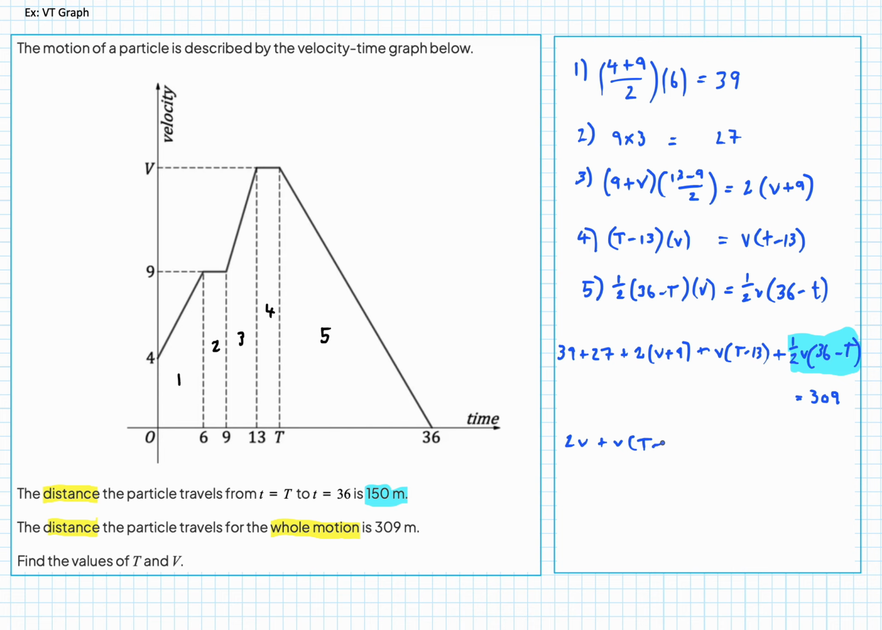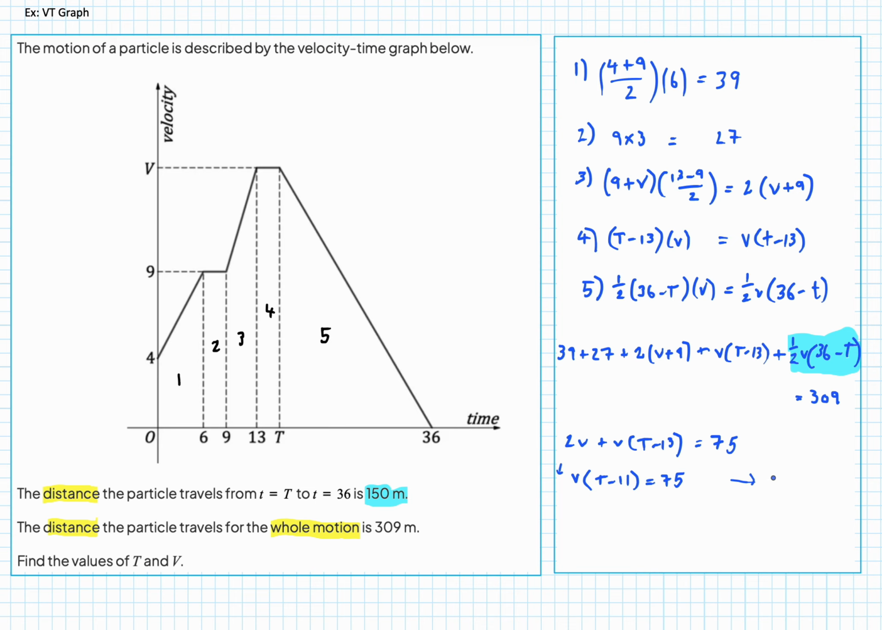So we've just solved our equation there, 39 plus 27 plus our three equations equal 309, and we've simplified it down. So 2v plus vt plus v times t minus 13v is vt minus 11v, and I've kept that in brackets there. And from there we can find v or t, but v is equal to 75 over t minus 11 if we divide t minus 11 on both sides.